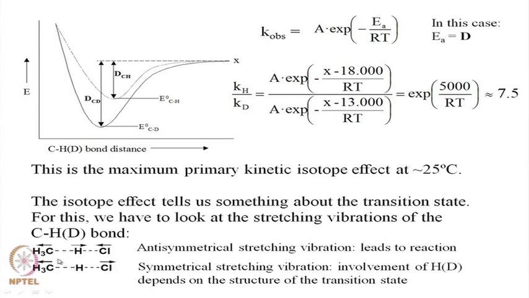Now, if this antisymmetric stretching happens, then H and Cl will come close and CH3 will go away. That may lead to the chemical reaction. That is why the study of isotope effect on reaction is very important in order to elucidate the mechanism of a chemical reaction. I mean, it gives us an idea about the transition state.